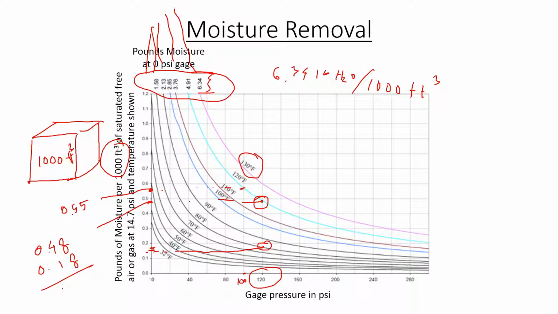So the amount of moisture removed if we reduce the temperature from 120 to 80 degree Fahrenheit at 120 psi is about 0.3 pounds for every 1000 feet cube of gas or air. That's how we read this table.